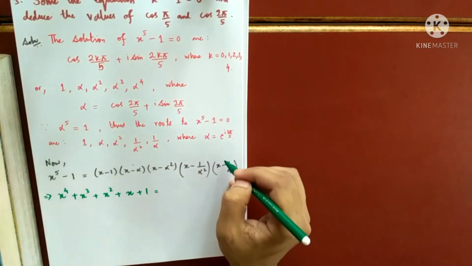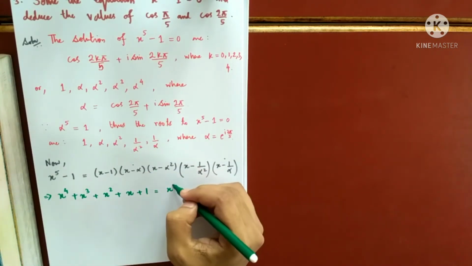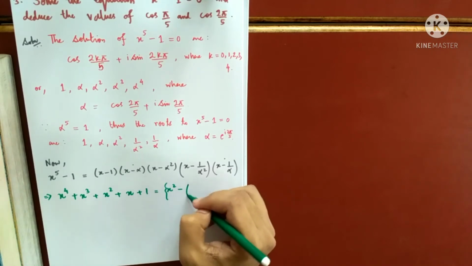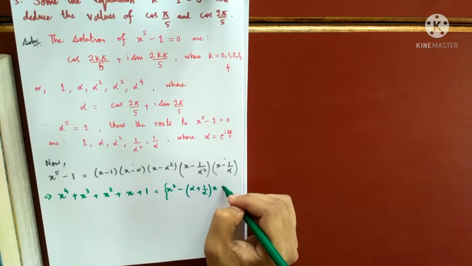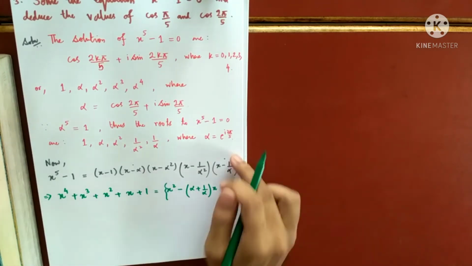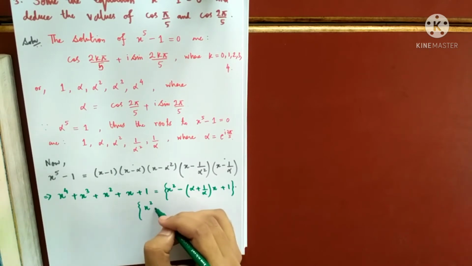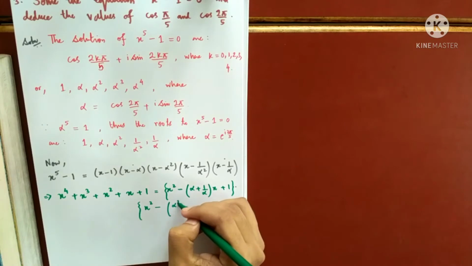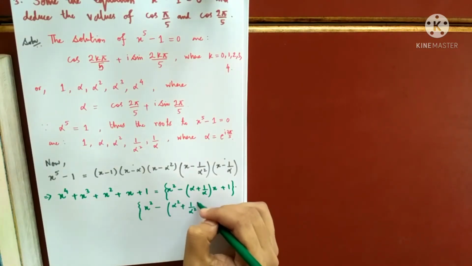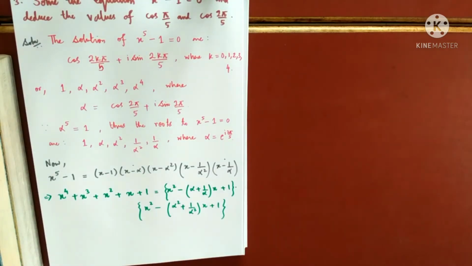This can be paired. So this will be paired with this one. What I will remain with is x, multiply this with this: x square minus alpha plus 1 by alpha x plus 1, because alpha into 1 by alpha is 1, and x square minus alpha square plus 1 by alpha square x plus 1. So if you have any doubts up to here, you may ask.